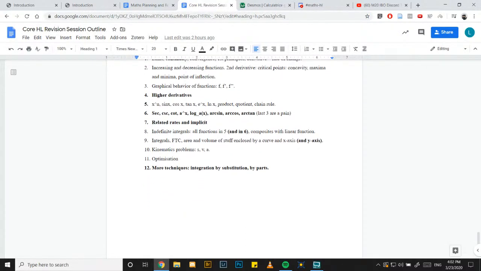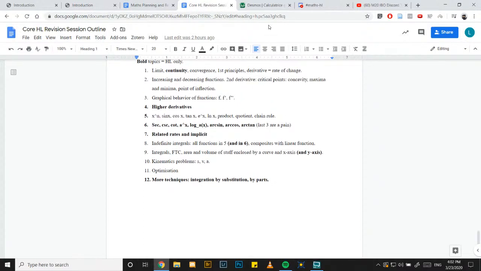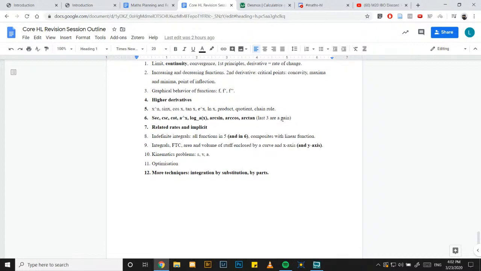And I think I've covered the graphical behavior. And for HL, you should be able to find higher derivatives. What this basically means is that a lot of the time in questions, they're going to ask you to differentiate something several times. They just keep asking you to differentiate it. And yeah, that's kind of what that means.